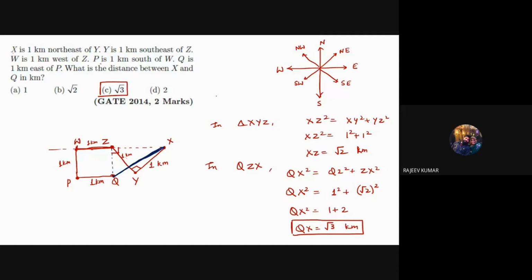And I hope this thing is clear. The only thing you need to understand is that the angle here will be 90 degrees. If you take it as 60, your answer will change. Right. So in any of the two lines over here, you will get 90 degrees.